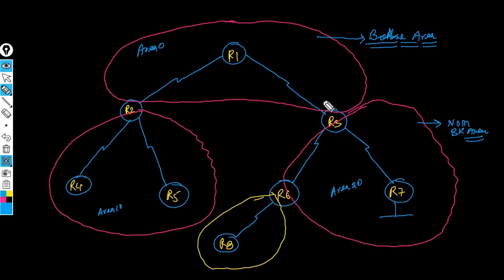And make sure, it is important that all non-backbone area routers, like R7, must be connected to a backbone area router, like R3. Similarly, all non-backbone area routers must be connected to a backbone area router here. This is a thumb rule in the OSPF multi-area concept. Now try to understand. The routers which belong to the backbone area are known as backbone routers. And the routers which belong to a non-backbone area are considered internal routers.